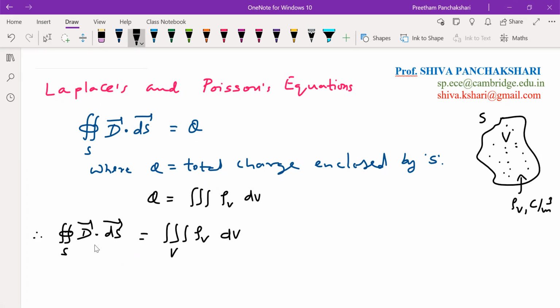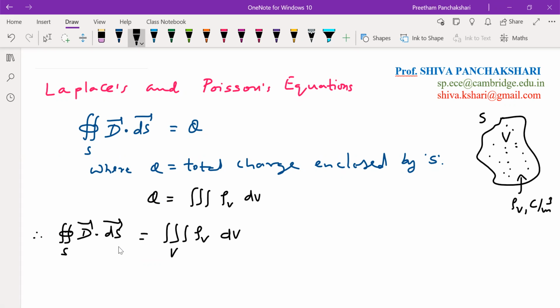We shall obtain the point form of Gauss law from this equation because in electromagnetics, the most used equations are point forms or differential forms. So that's why we shall convert this integral form of Gauss law to differential form. For that, we have to remove integrals from both the sides. We need to convert one of these integrals to be similar to the other side. For example, the closed surface integration can be converted to volume integration or vice versa.